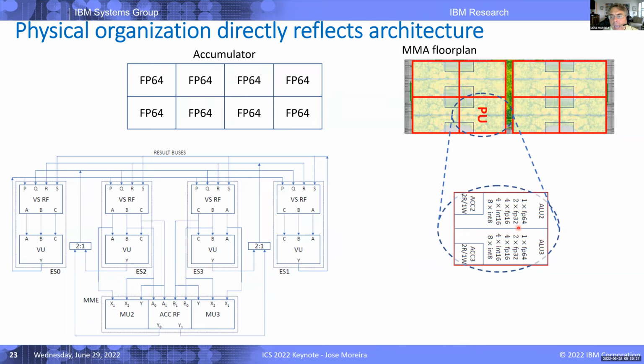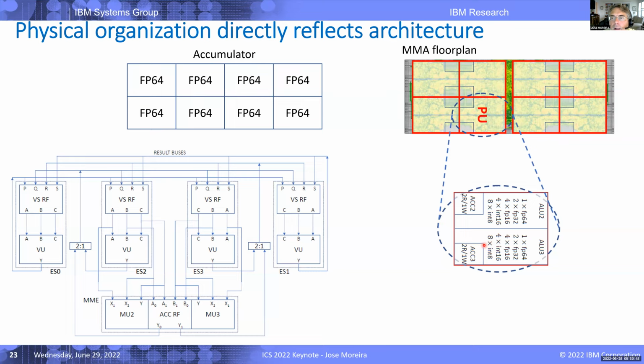And each half can do one 64-bit multiply add, two 32-bit multiply adds, four 16-bit multiply adds, four 16-bit integer multiply adds, and eight-bit integer multiply adds. I can also do 4-bit. I think I run out of space here.